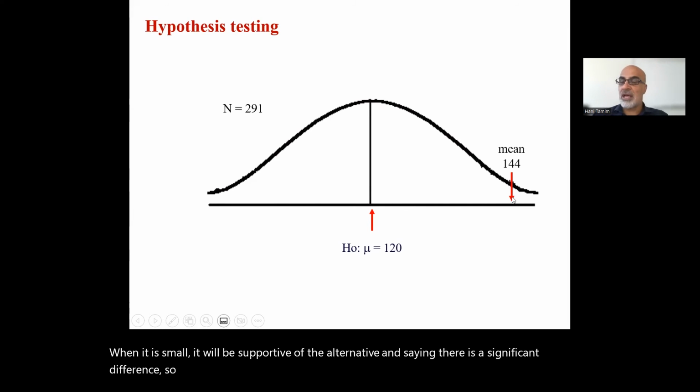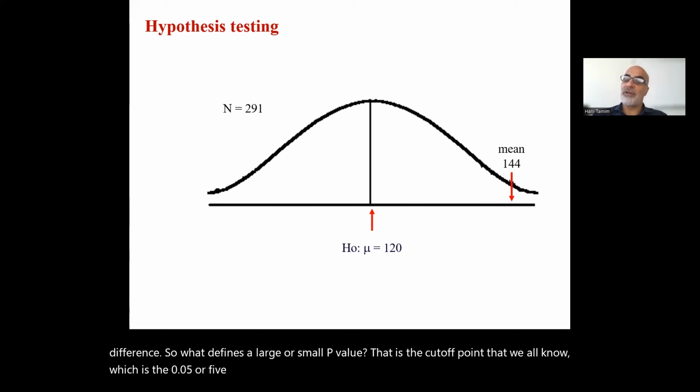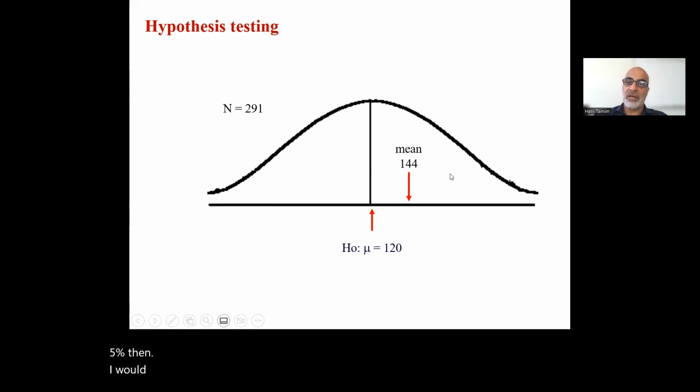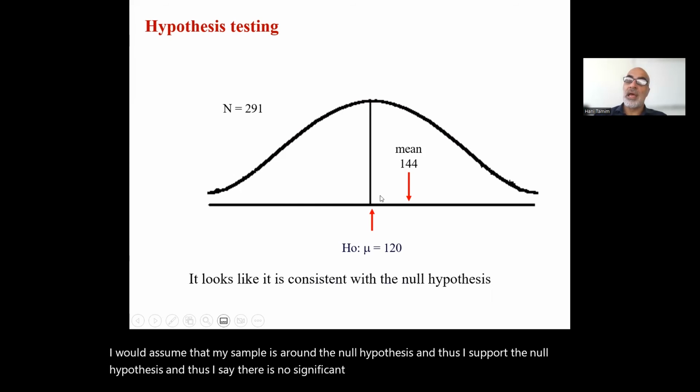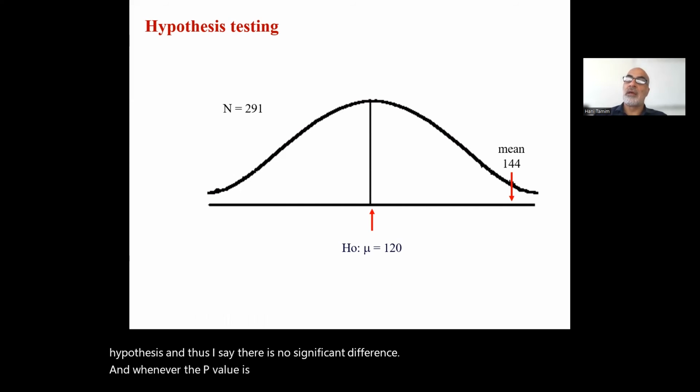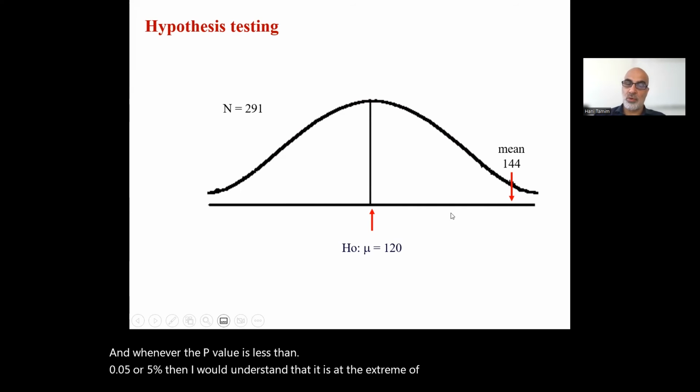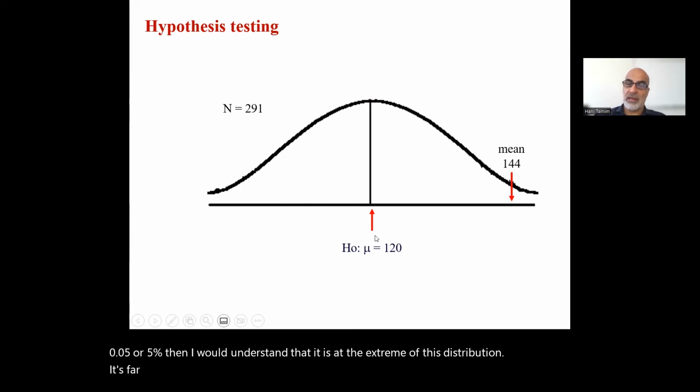So what defines a large or a small p-value? That is the cutoff point that we all know, which is 0.05 or 5%. So whenever I have a p-value of more than 0.05, or 5%, then I would assume that my sample is around the null hypothesis, and thus I support the null hypothesis, and thus I say there is no significant difference. And whenever the p-value is less than 0.05 or 5%, then I would understand that it is at the extreme of this distribution. It's far away from the null hypothesis.